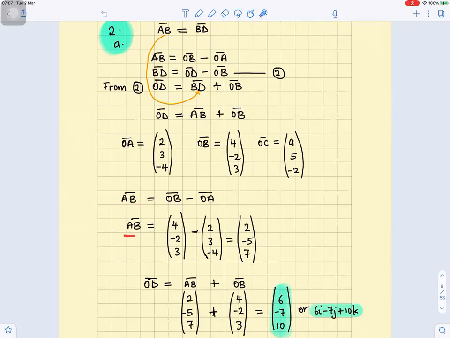So to get AB, that's OB and OA. So 4 minus 2 gives you 2. Minus 2 minus 3 gives you minus 5. And 3 minus minus 4 gives you 7. So your OD is AB, which is the one we found there, plus OB. 2 plus 4 is 6. Minus 5 plus minus 2 is minus 7. 7 plus 3 is 10. You can write it with i and j. So this is 6i minus 7j plus 10k.